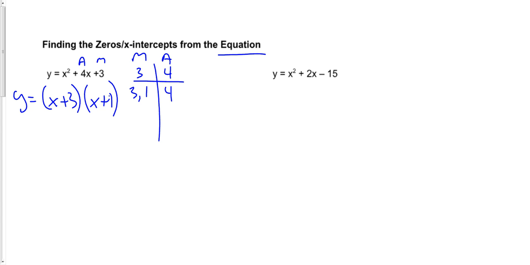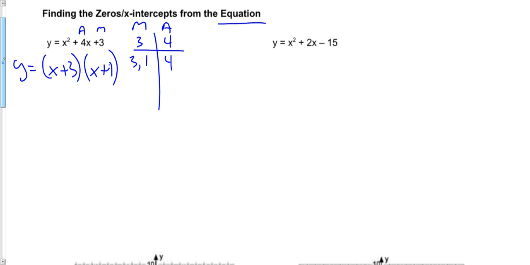If we want to figure out the zeros, we're trying to figure out what x values make y equal 0. So we're actually looking at both of these binomials. Since the y value has to equal 0, the value of either one of these two binomials has to be 0, because 0 times any number is going to give us 0.